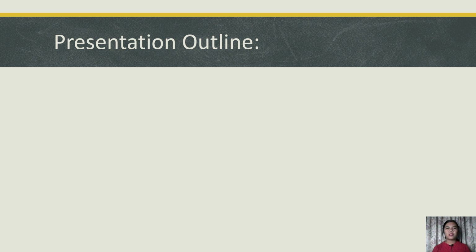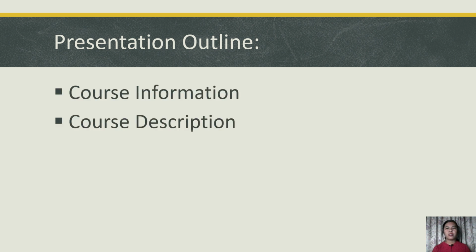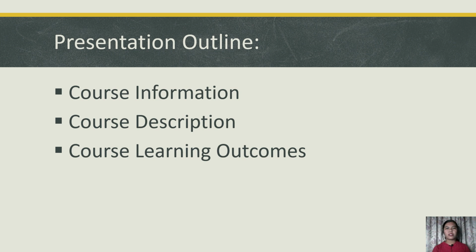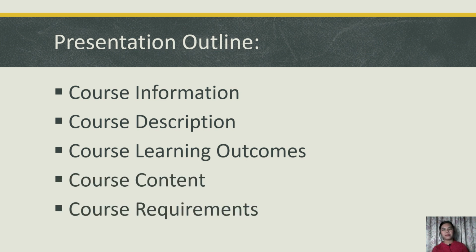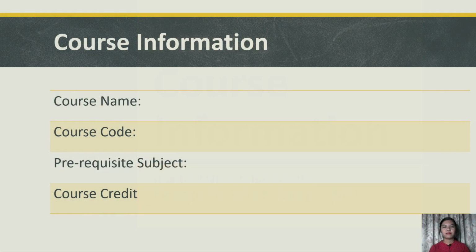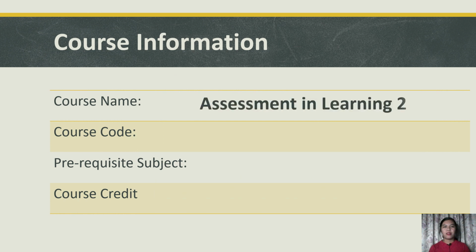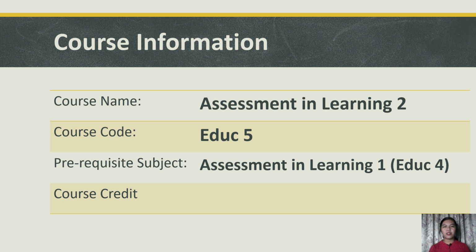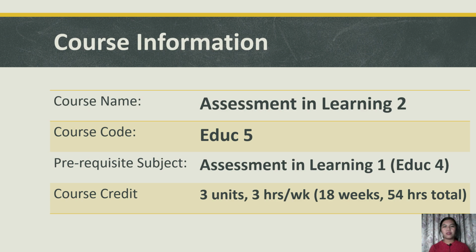I will be presenting to you the course information, description, learning outcomes, content, and requirements for this course. The course information. Assessment in Learning 2 is the course name with course code of Education 5, or Educ 5. The prerequisite subject is Education 4, Assessment in Learning 1. It is a 3-unit subject or course, a total of 54 hours.